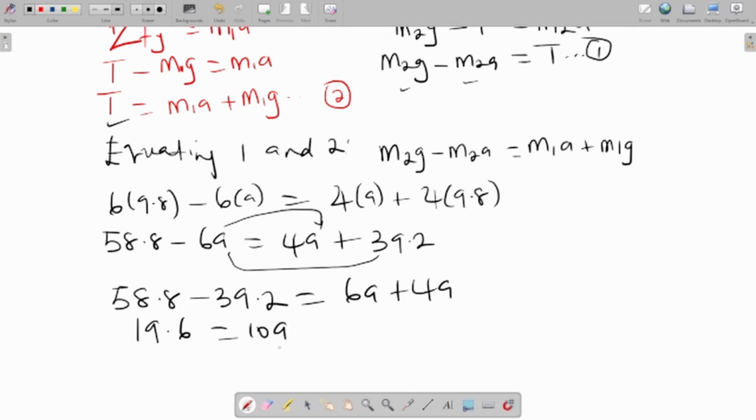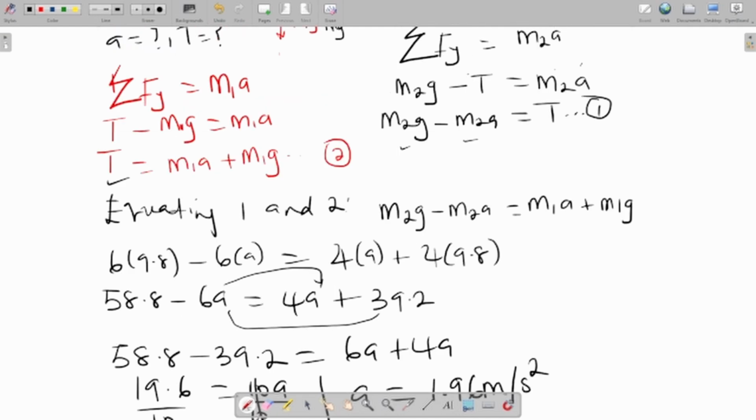Now, to solve for A, we simply divide both sides by 10. When we do the division, this one cancels out with this. Our A is now equal to 19.6 divided by 10, which is going to give us 1.96. Therefore, our acceleration is 1.96 meters per second squared.